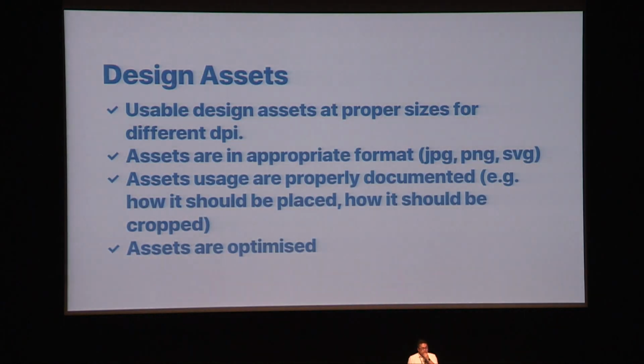So that's for design assets, where what you can expect from a designer is definitely usable design assets at the proper sizes for different DPI. That's no question. Appropriate formats: JPEG, PNG, SVGs. These asset usages should be properly documented or communicated so that developers don't have to figure out how to achieve that piece of UI. And definitely, of course, optimized. That's very important. Every piece of asset right now that we come up with for the developers is all optimized to ensure that we don't have to go through the whole optimization process again.